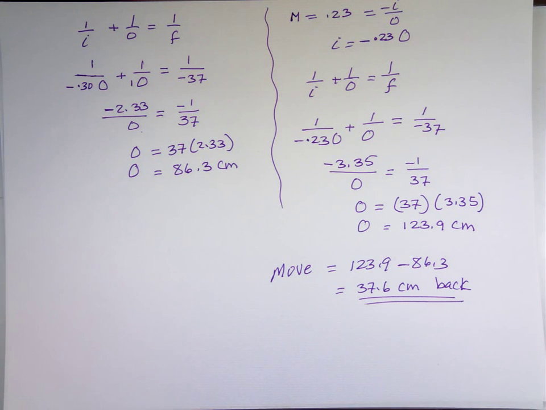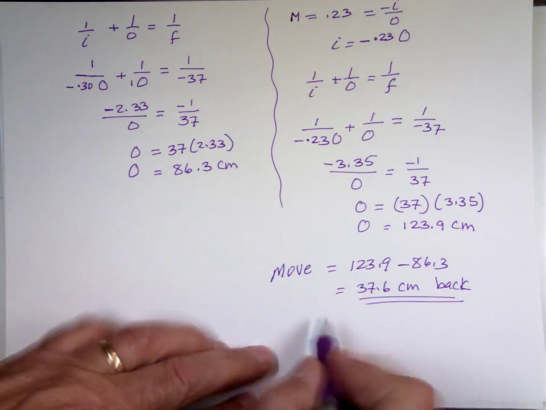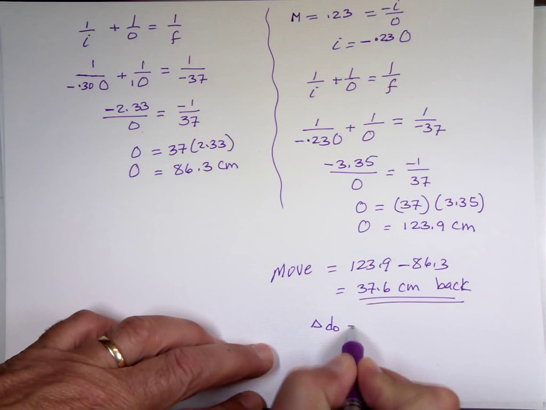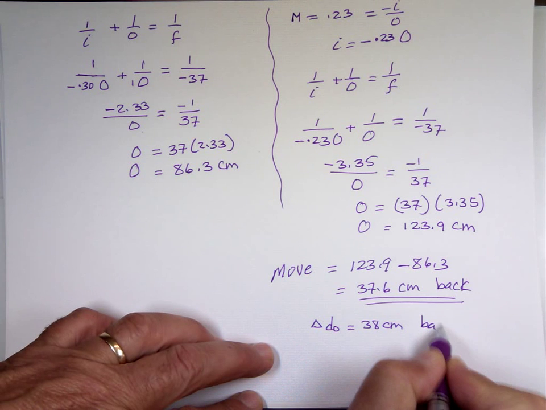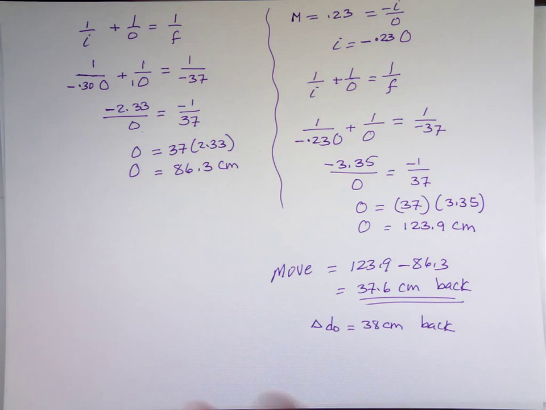Two significant digits, that's what, 38? 38 centimeters. Yep. So you have to move it back 38 centimeters. The change in distance of the object is 38 centimeters back. You move it back 38 centimeters, and that image will shrink to 0.23 instead of 0.3.